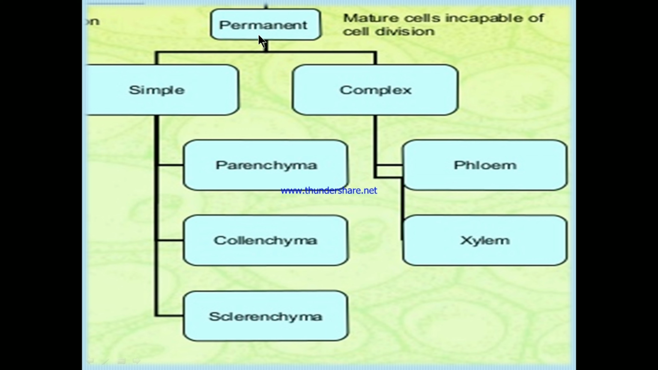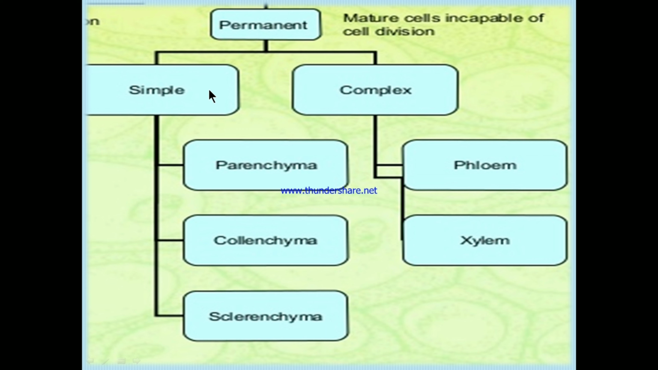The permanent tissue, look here. It is again grouped into two categories: simple permanent tissue and complex permanent tissue. The most important thing about the permanent tissue is that they have lost the ability to divide. These permanent tissues are actually transformed from the meristematic tissues. When the meristematic tissue stops dividing, it changes into permanent tissue.